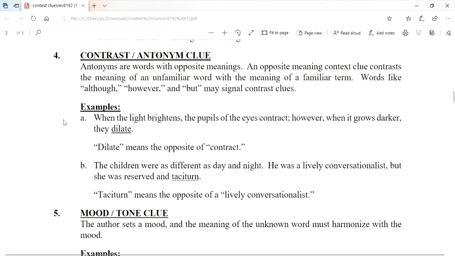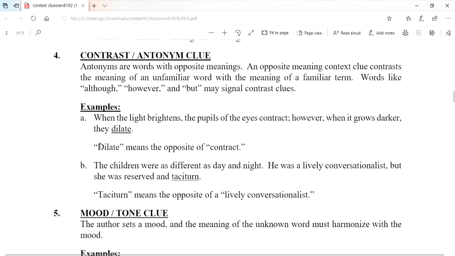Now let's look at an example. When the light brightens, the pupils of the eyes contract. However, when it grows darker, they dilate. When the light brightens, the pupils of the eye contract. However, when it grows darker, they dilate.